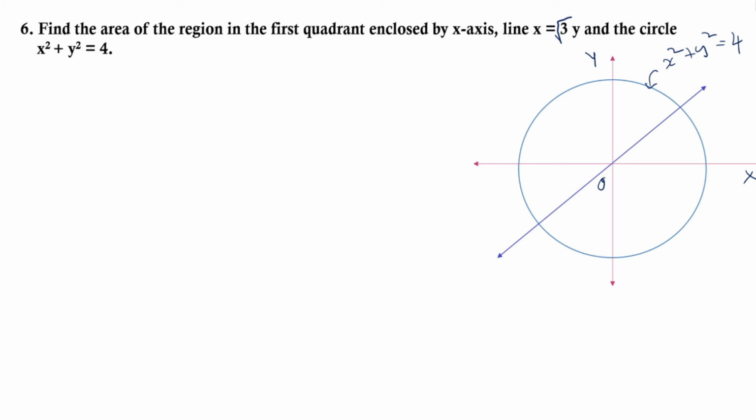The next one is the line x is equal to root 3 y. This is the line x is equal to root 3 y. So we have to find the area of the region in the first quadrant. This is the first quadrant enclosed by x-axis. This is the x-axis, line x is equal to root 3 y and the circle. So the required area is this part.